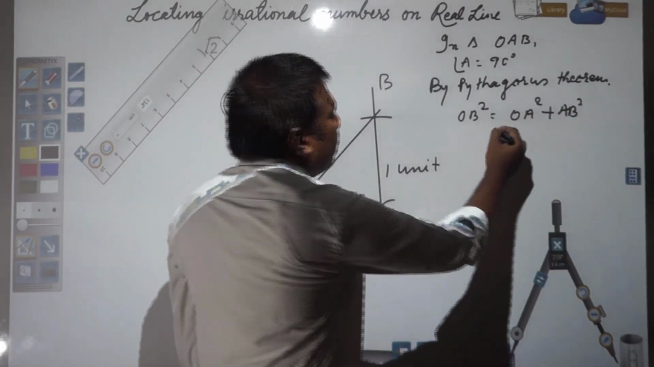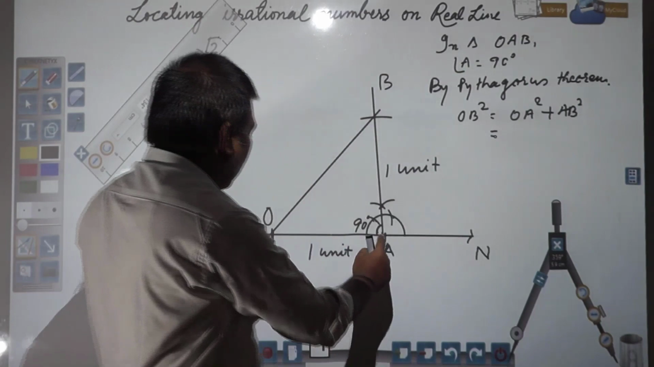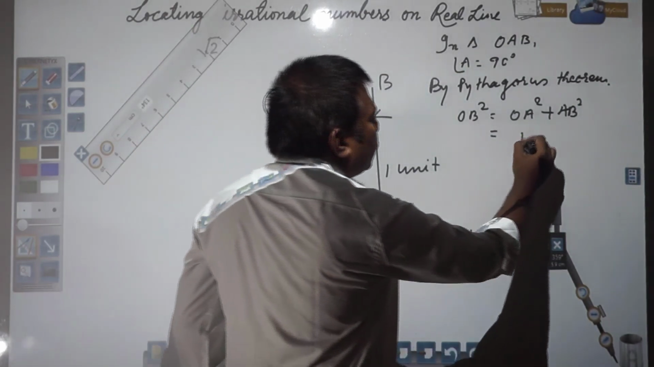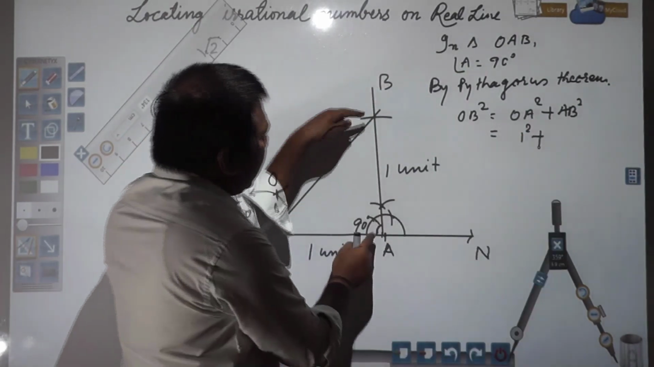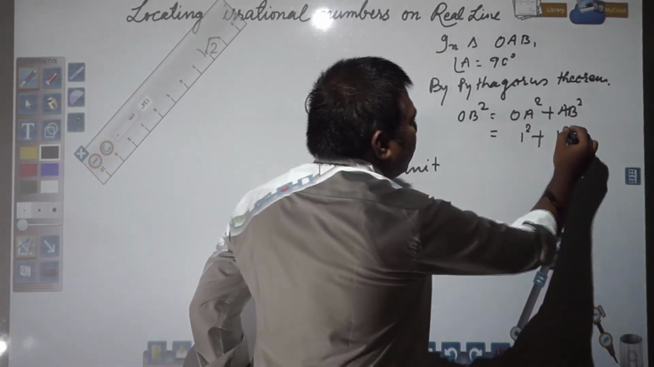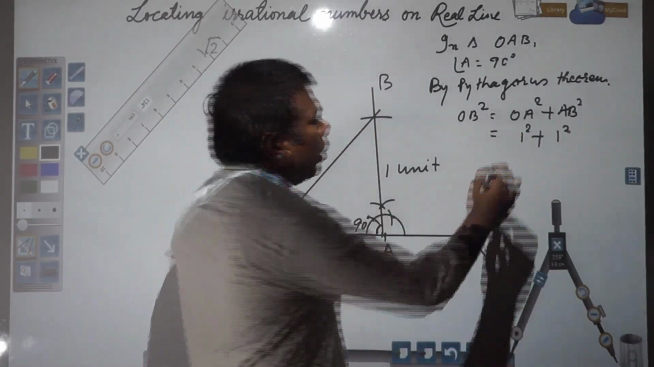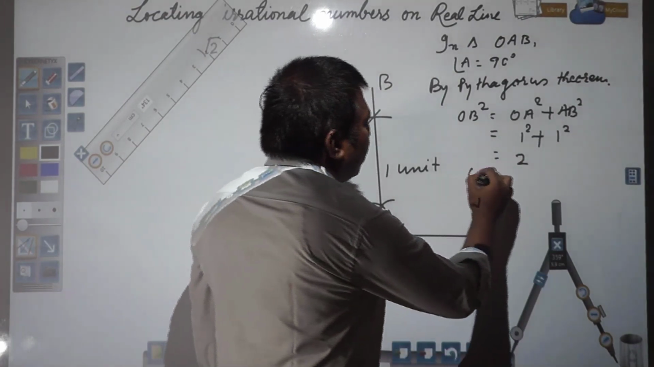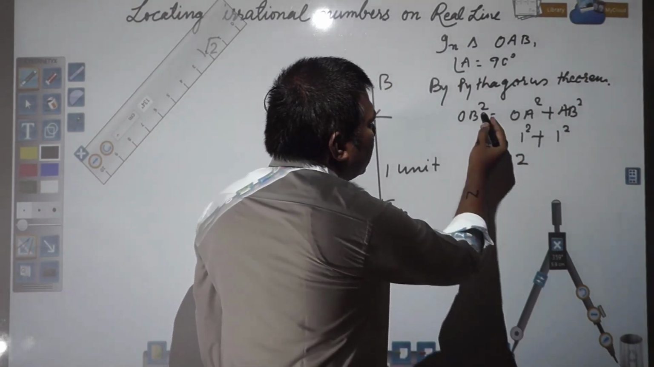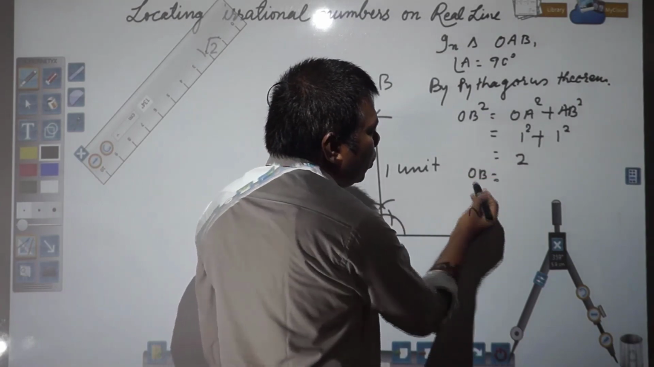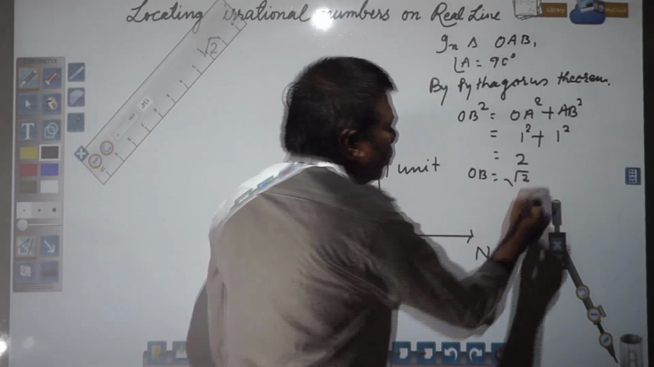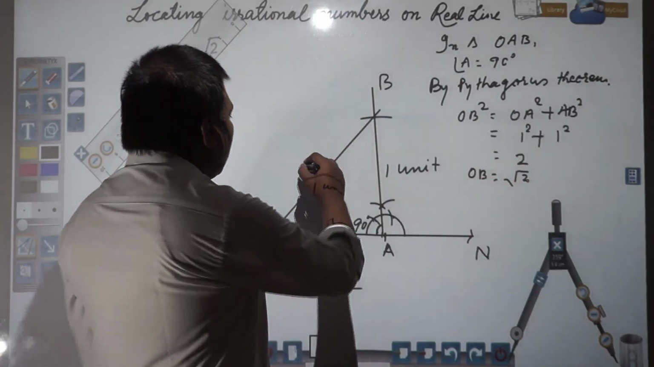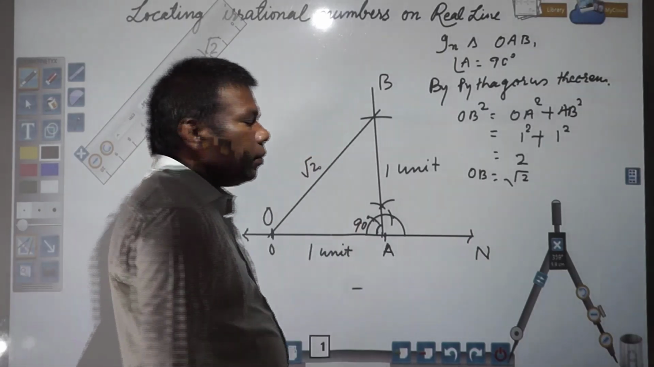Now here you see OA is 1 unit, so this is 1 square, plus AB is 1 unit, that is 1 square. Now you will get what? 2. So OB will be equal to what? This OB square we have got 2, so OB will be equal to root 2. So this length you got is root 2.